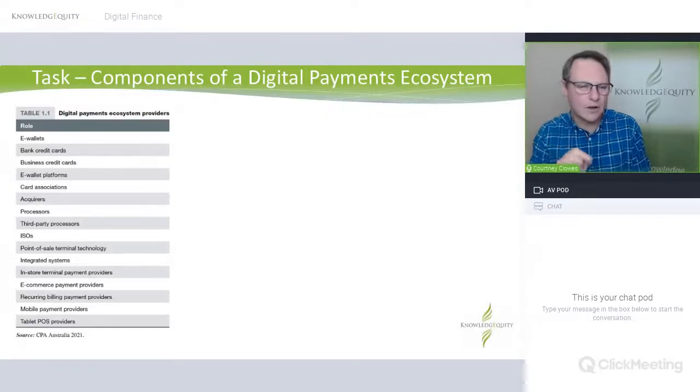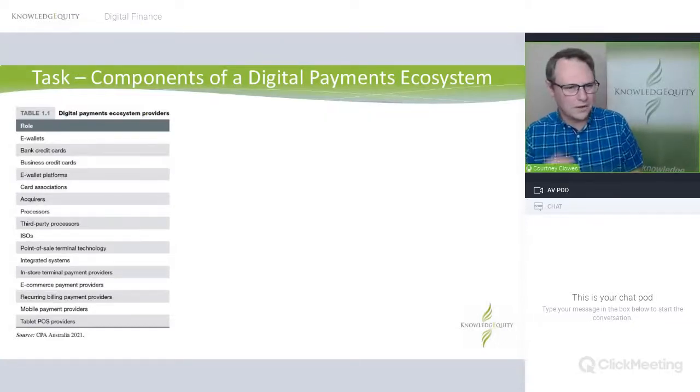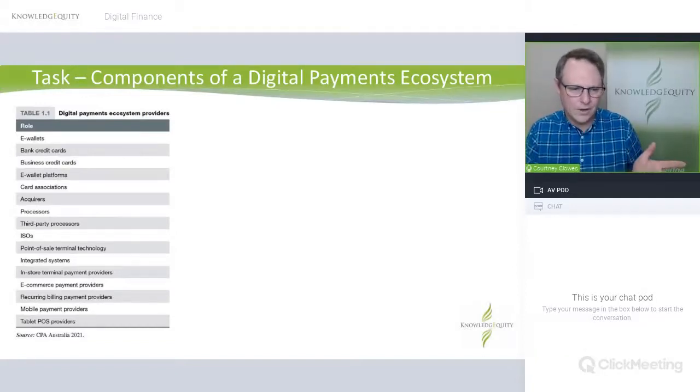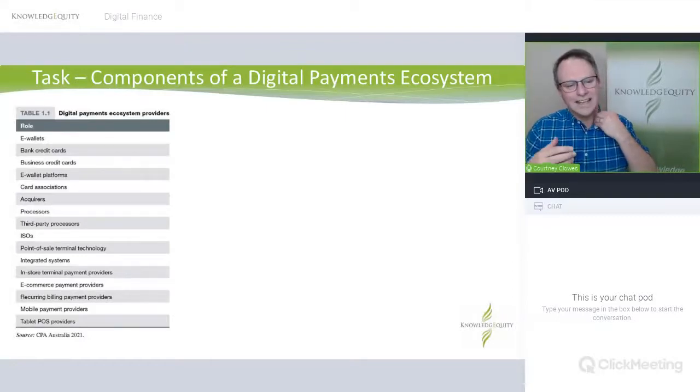And also, if you come across a component you don't really know. So do you know what an e-wallet platform is? If not, do a bit of online reading. Do you know what a tablet POS provider is? So for point of sale, who are they?